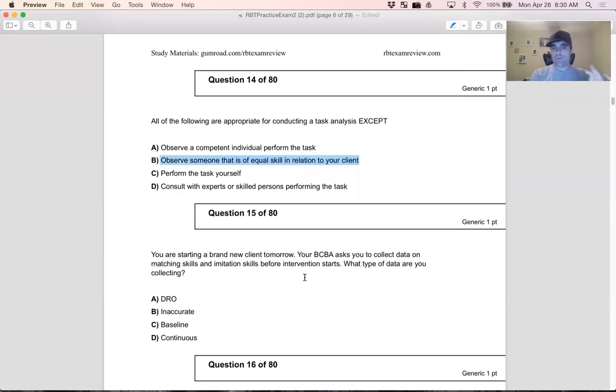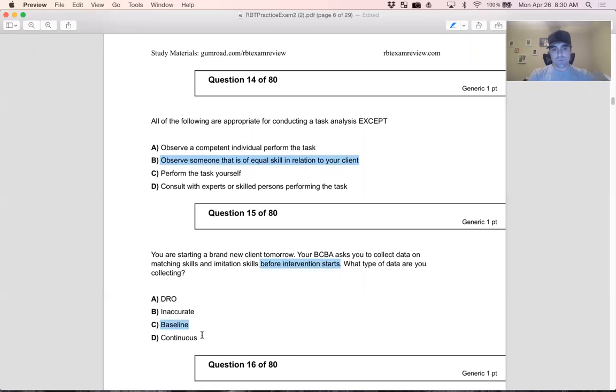Okay, you're collecting data before intervention starts. That is the dead giveaway for the answer here. Data before intervention starts is what? Baseline data. So this should be an easy question, but if you are familiar with terms and definitions and you haven't been practicing questions, this could give you a lot of trouble on the test, all right?